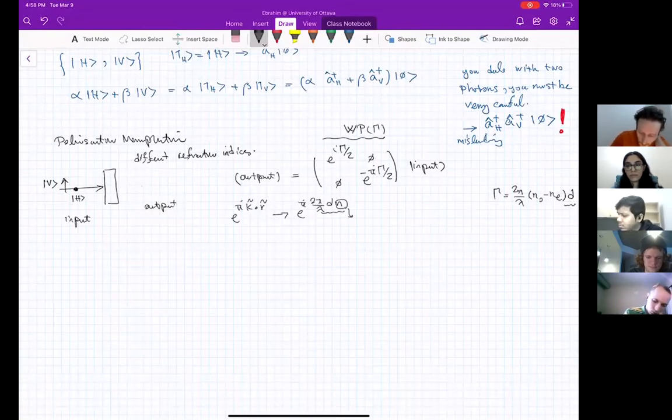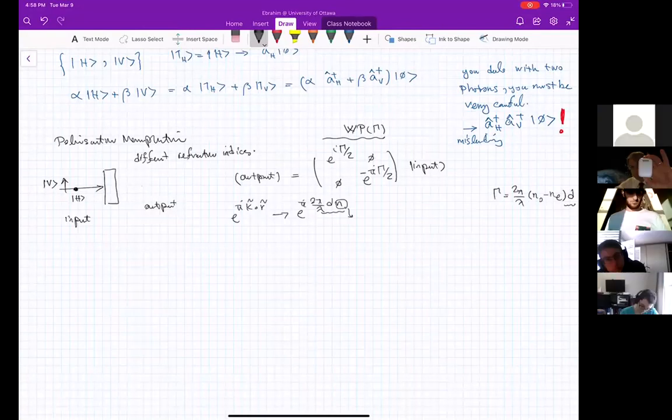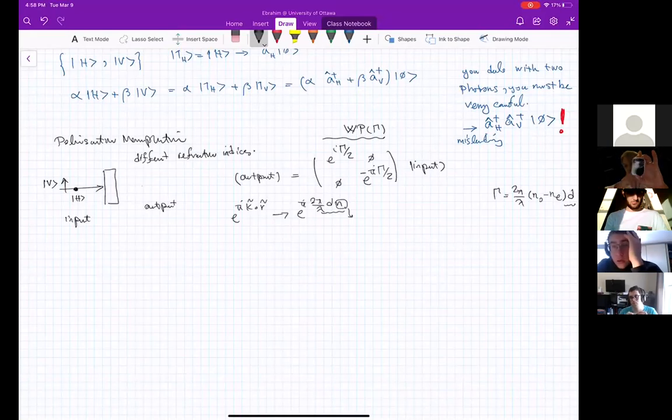These wave plates look like this, guys. If you rotate it, then the action will change, and we have to find that action as well. Now what we do, we assume that the axis of these wave plates is aligned with H and V polarization, which is coming in. If the wave plate is rotated or the polarization is rotated, that will be a different action.